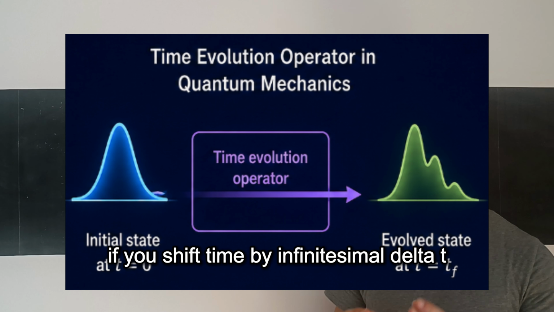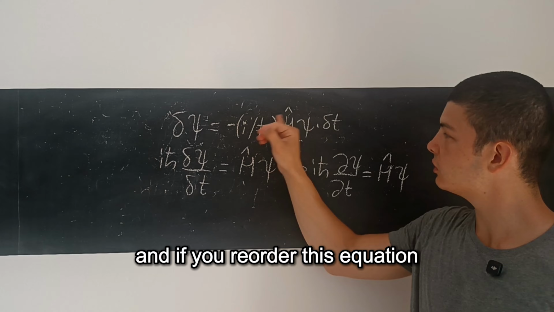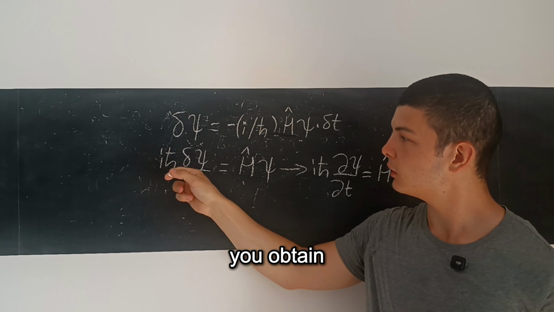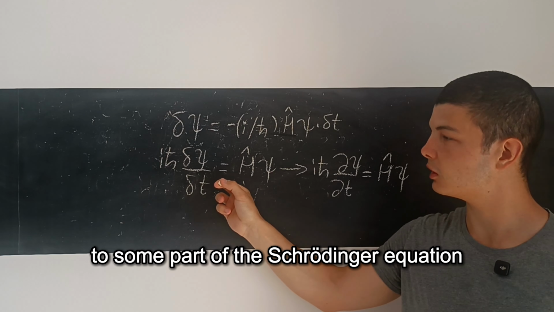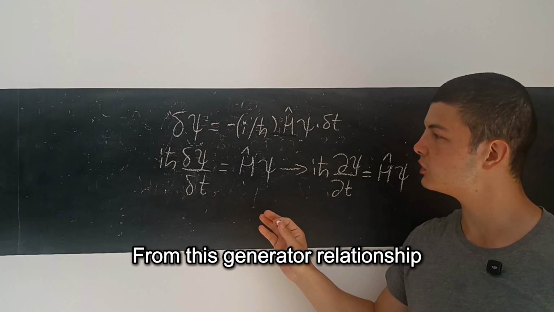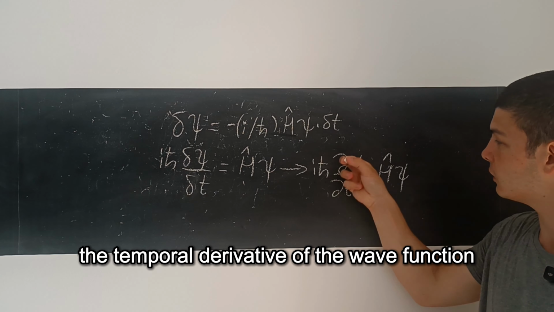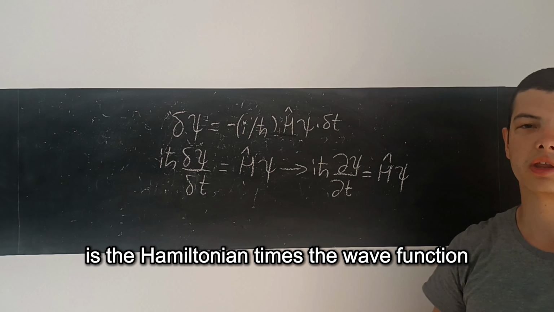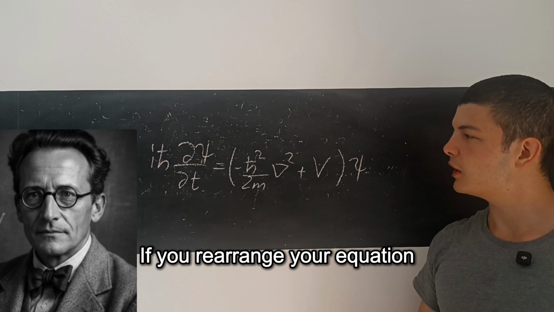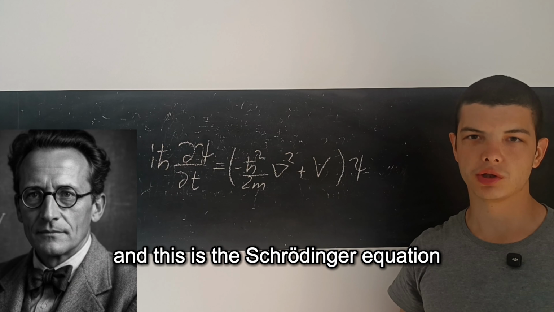If you shift time by an infinitesimal delta t, the wave function changes by delta psi. If you reorder this equation, you obtain something that resembles part of the Schrödinger equation. From this generator relationship, we immediately obtain i h bar times the temporal derivative of the wave function equals the Hamiltonian times the wave function. If you rearrange your equation, you obtain the following, and this is the Schrödinger equation.